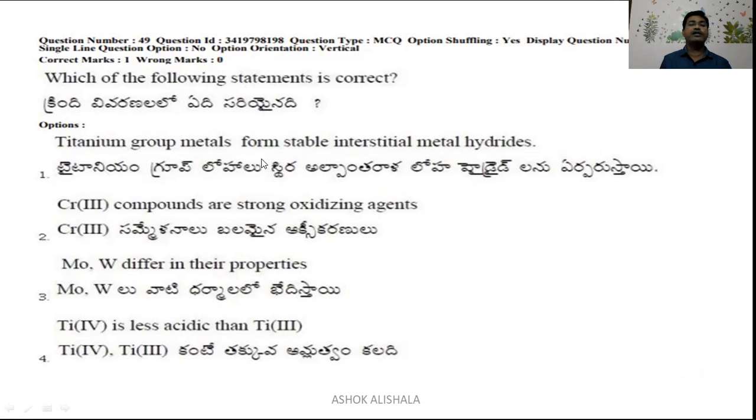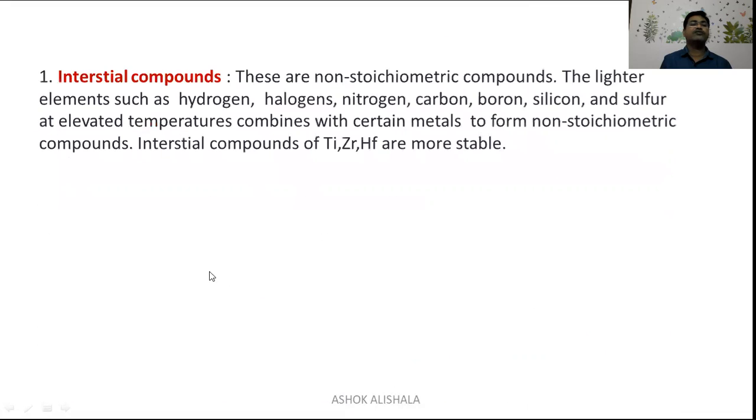Titanium group metals form stable interstitial metal hydrides. Chromium 3 compounds are strong oxidizing agents. Molybdenum and wolfram differ in their properties. Titanium 4 is less acidic than titanium 3. Let me tell you the answer is only one. The first is the only right answer. The remaining are wrong statements. Let me tell you why.